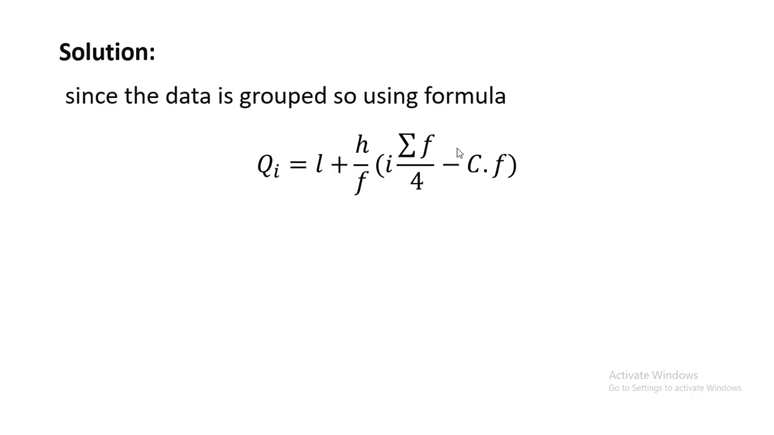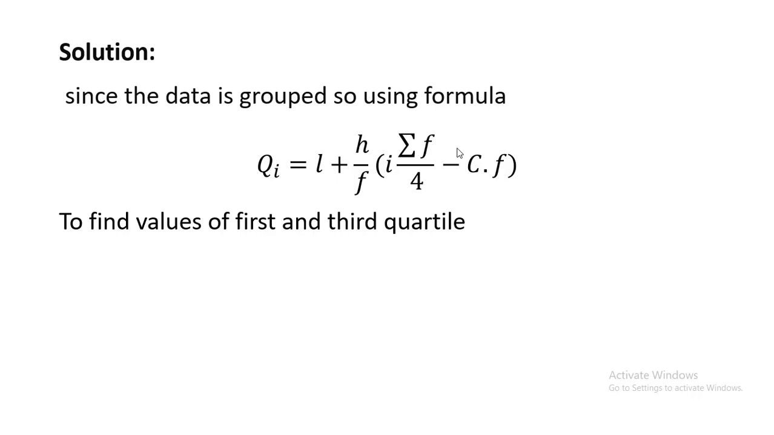Since we are talking about the first quartile and third quartile, for the first quartile class, the cumulative frequency preceding the first quartile class will be taken. And if you are looking for Q3, the cumulative frequency preceding the third quartile class will be taken in this particular formula. These are the values for the first quartile and third quartile. Now you can use this formula for that data and find the final values: Q1 equals 51.81 and Q3 equals 58.14.